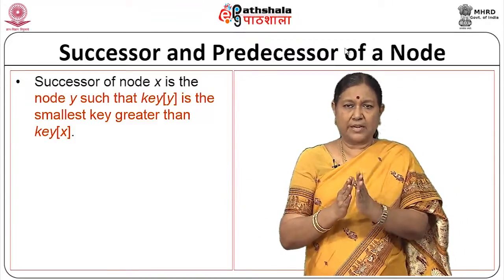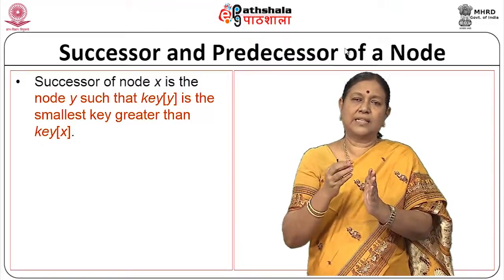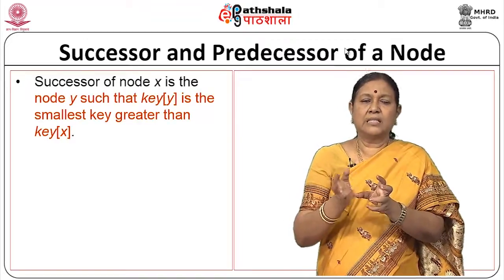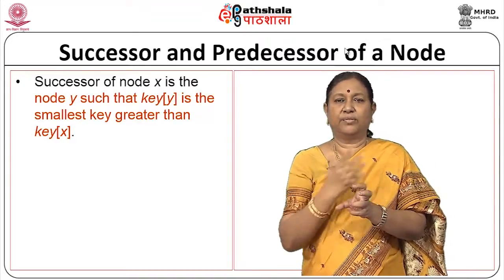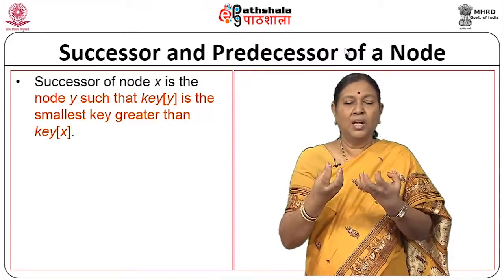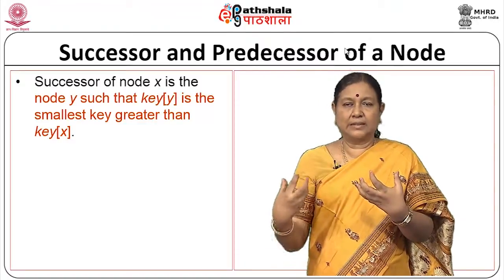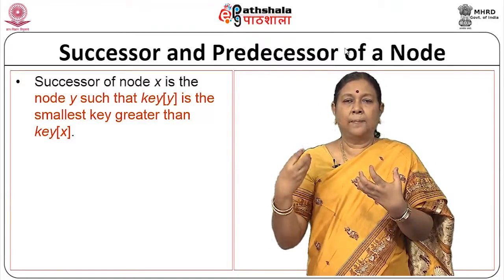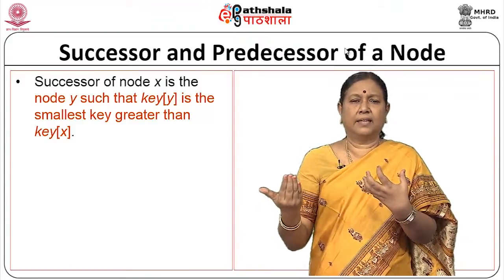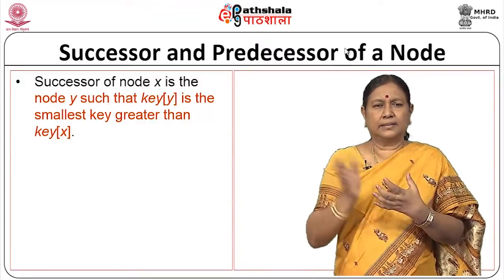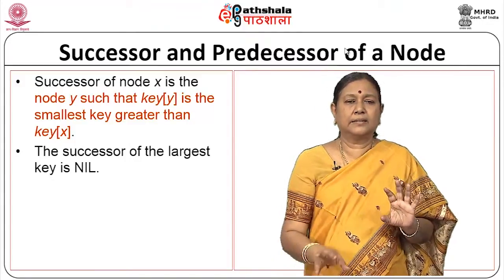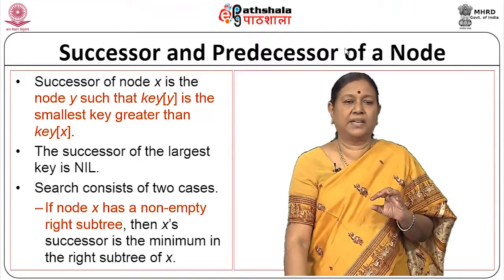When I say y is the successor of the node x, here x and y are not keys, we are talking about nodes. It means that the key of y is the smallest key that is greater than the key of x. And the successor of the largest key is always nil, there cannot be any successor.